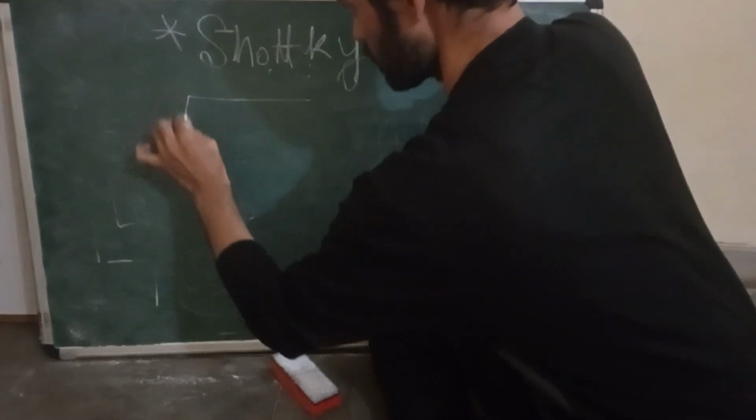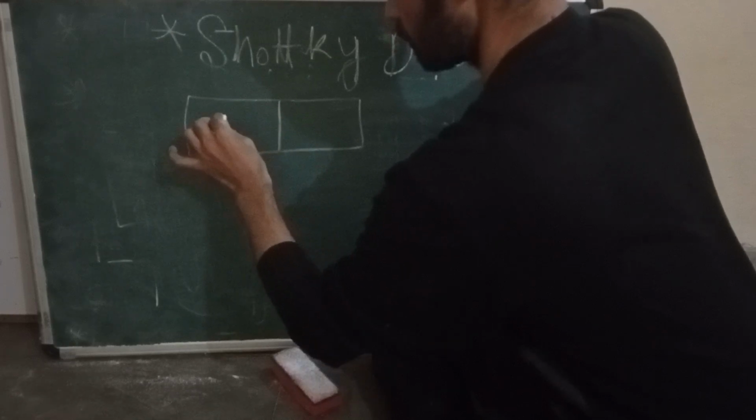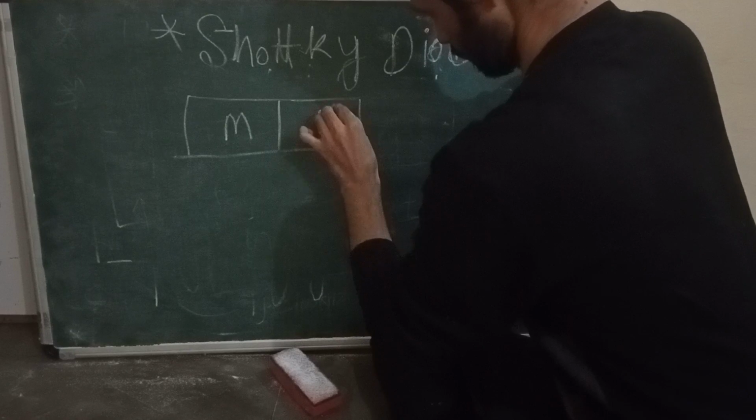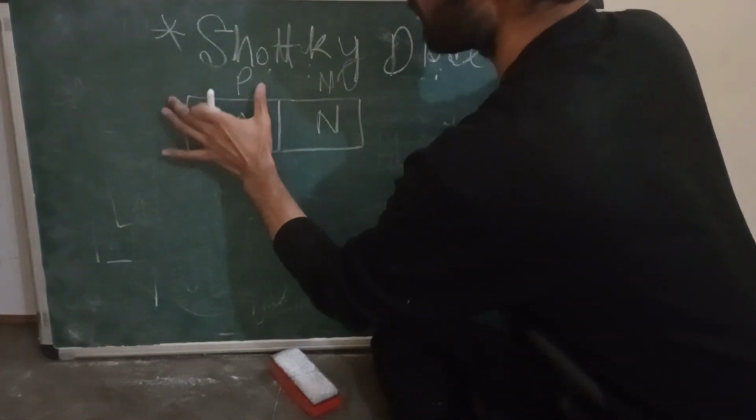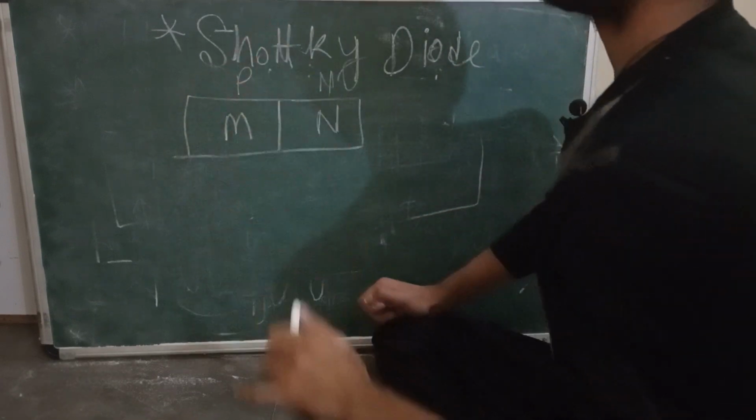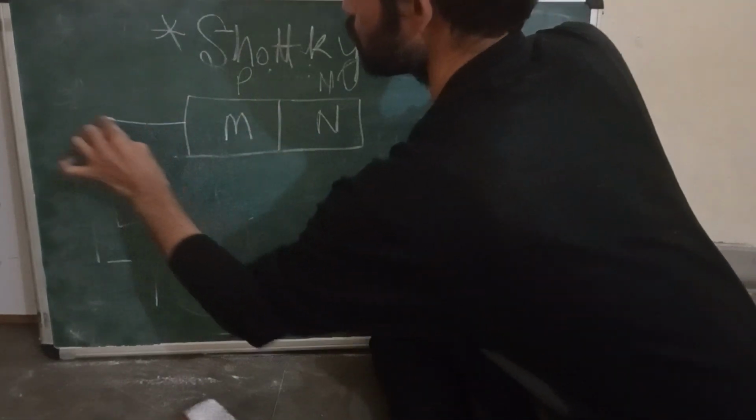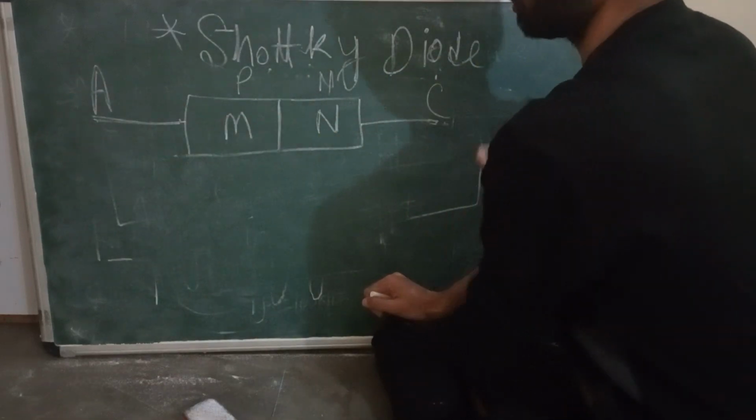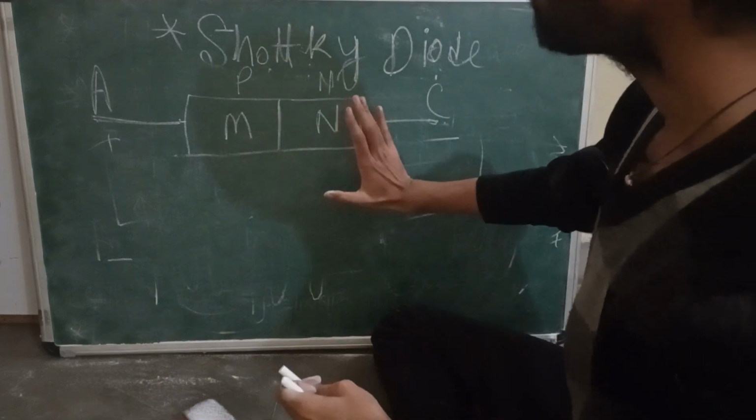What is a Schottky diode? As you have seen, this is my M, metal, and this is my N. Because at the P side I have replaced it with metal. So now this is my Schottky diode. This is my anode, and this is my cathode. Anode positive, cathode negative.